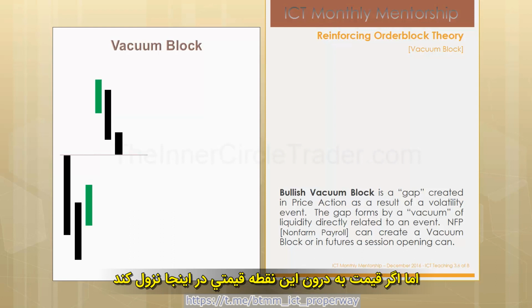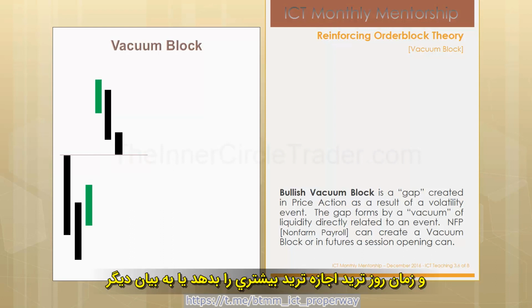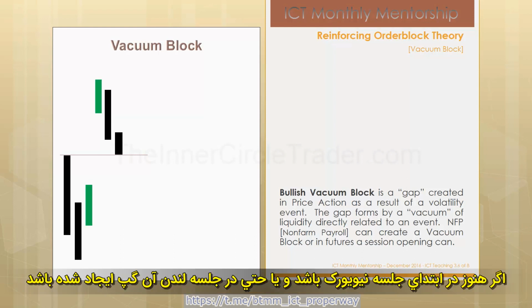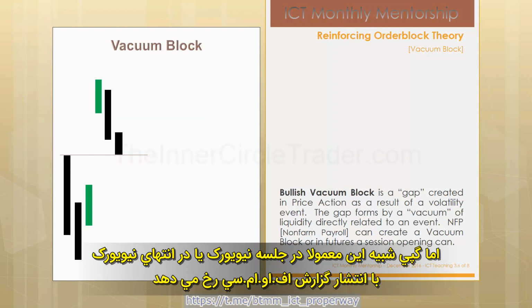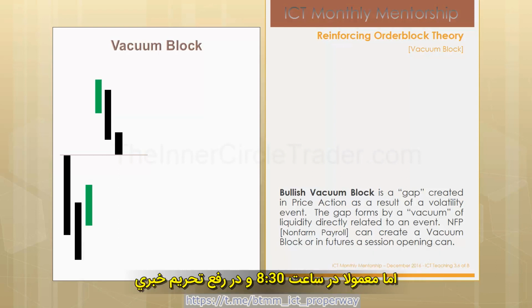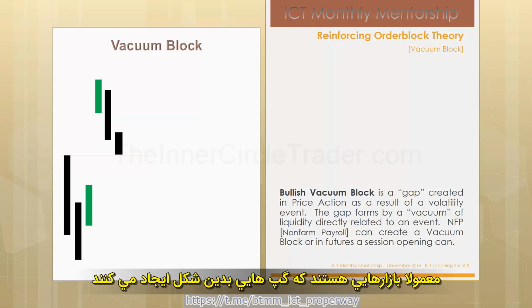But if price trades down into this point here and time of day permits more trading, in other words, if it's still an early New York session, or maybe even a London session that creates that gap, it's highly unlikely that it does it in London. Usually it's a trading event that takes place, but a gap like this usually occurs in the New York session or late New York with FOMC. But generally at 8:30, when the news embargo lifts, there is usually a market move that causes a gap like this to occur.